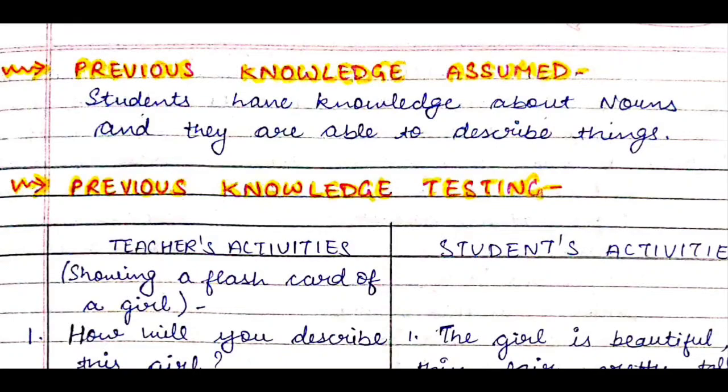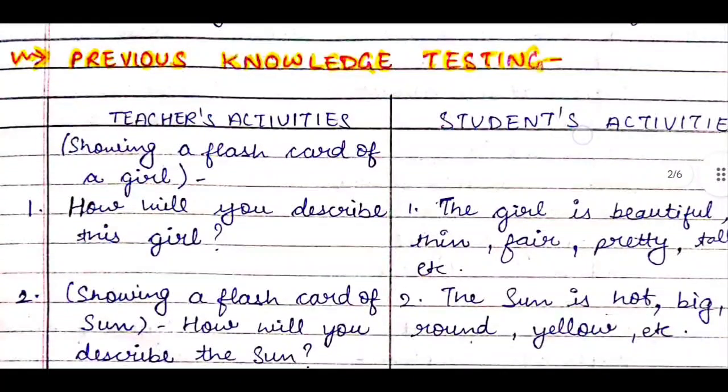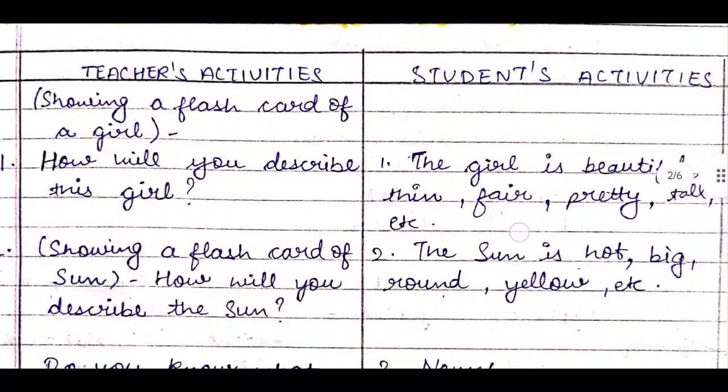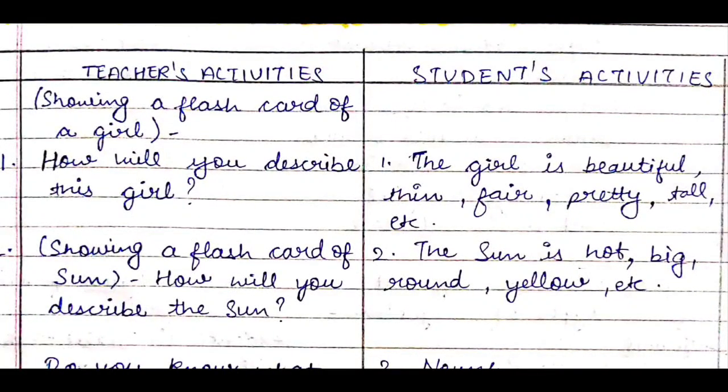Now we'll test their knowledge. So previous knowledge testing, in this we make two columns. On the left hand side we write teachers activities, on the right hand side we write students activities. So teacher showing a flashcard of a girl. She'll ask a question. She'll say, how will you describe this girl? So the students would say, the girl is beautiful, thin, fair, pretty, tall, etc. They'll start describing the girl in the picture.